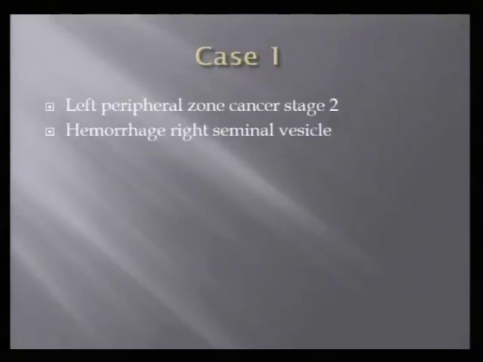So this is a left peripheral zone cancer that was stage 2, did not have extracapsular extension, and then there was hemorrhage in the right seminal vesicle.